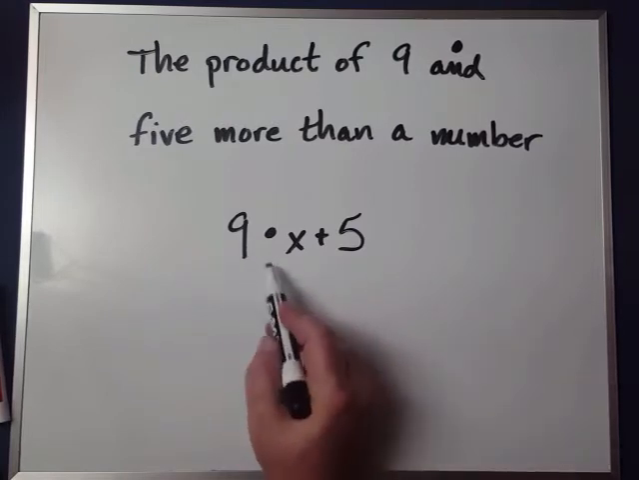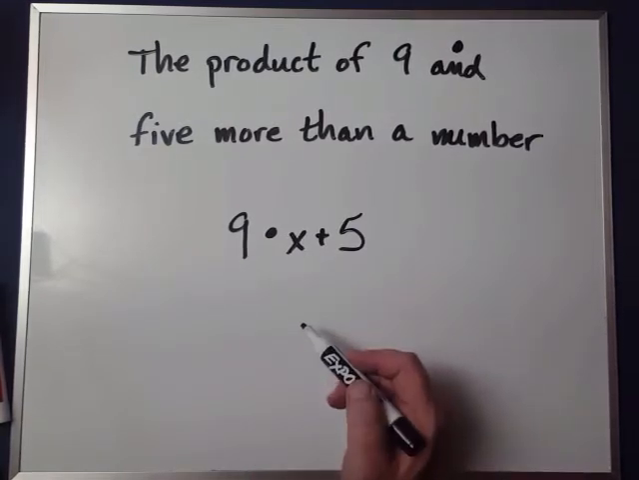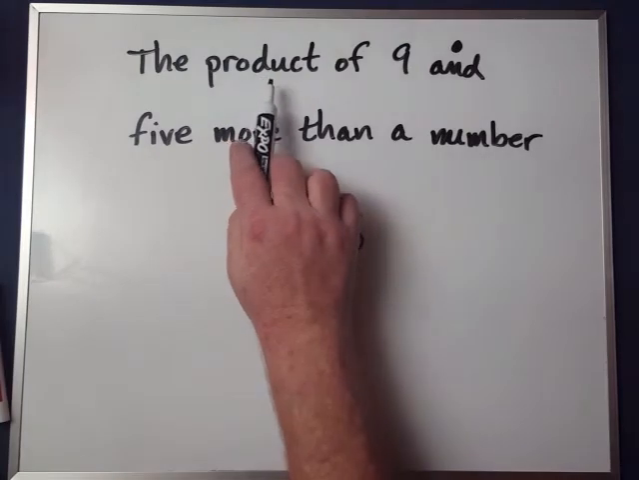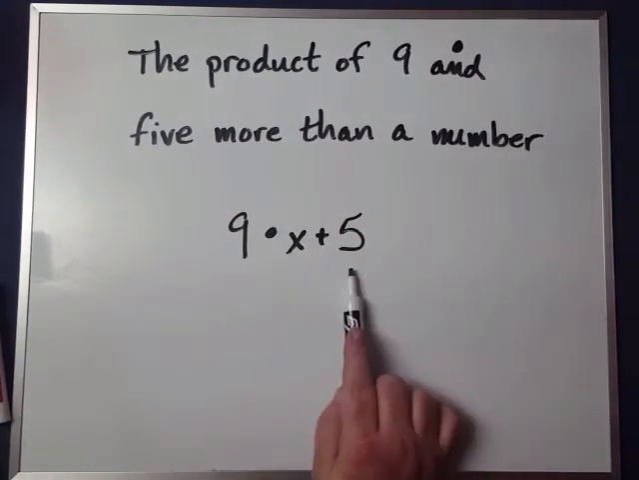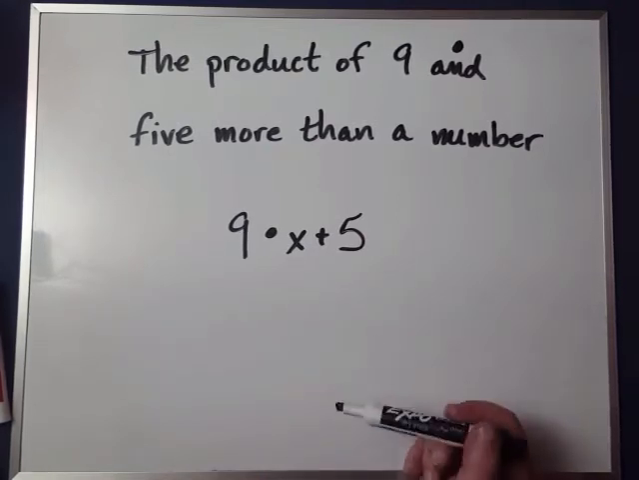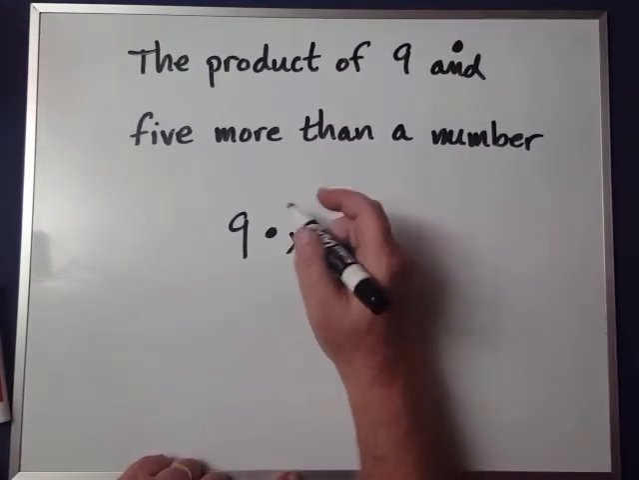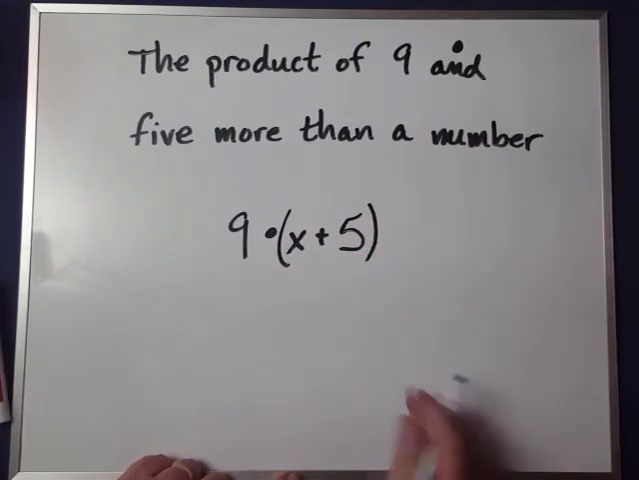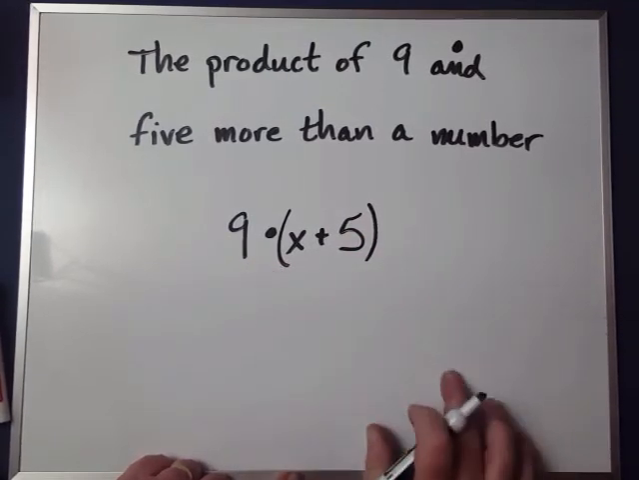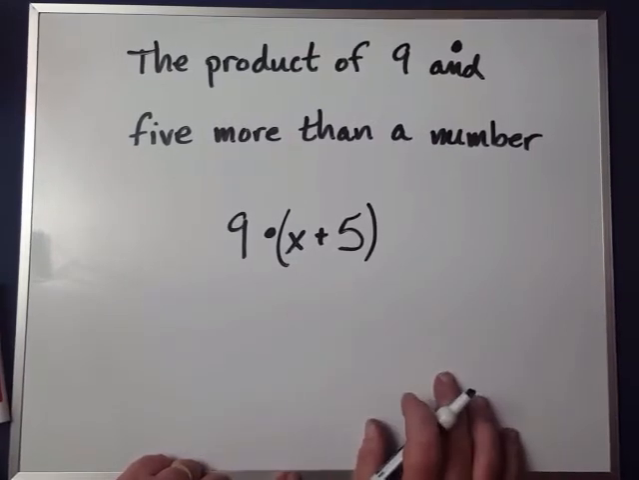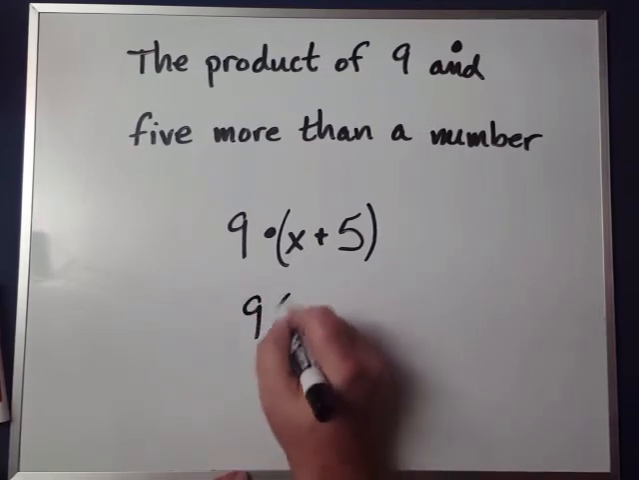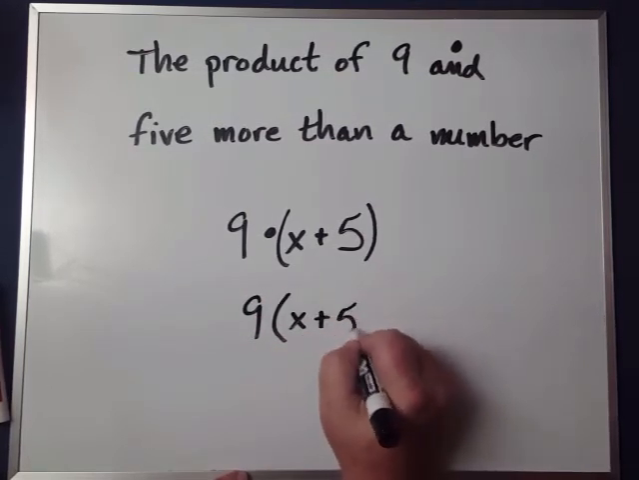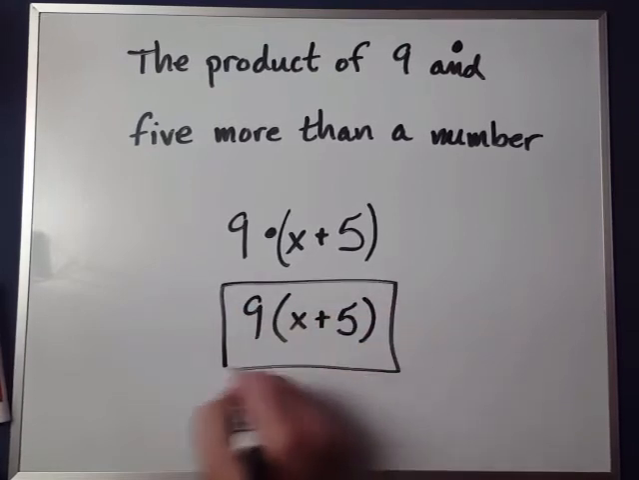Order of operations would have me doing the multiplication first. If I want this to be a multiplication problem of 9 times the rest of it, what do I need? This would have to be in parentheses. Now I'm multiplying 9 times the rest of it, the rest of it being 5 more than a number. Now that we see how that looks, I see I don't need the dot. The cleanest form of the answer would look like this.